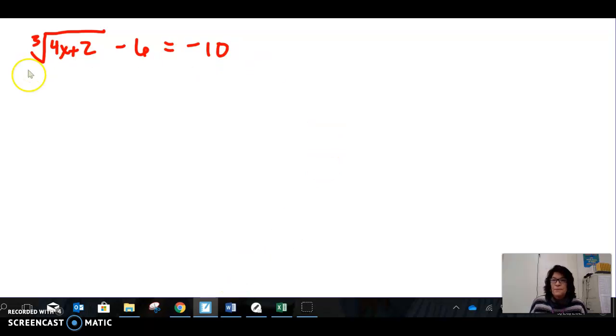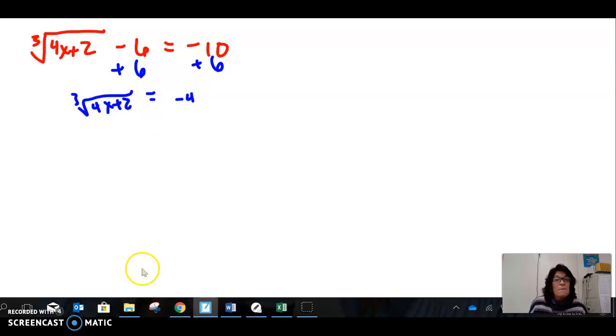Okay, let's try this one. This time it's a cubed root problem. It's not a square root problem, but we still do the same thing to start. I'm trying to isolate where my x is, so my first thing is to just add 6 to both sides. So I get the cubed root of 4x plus 2 equals negative 4. Right? My first step is the same. I would have added 6 if it just said x minus 6 equals negative 10. Now I want to get rid of the cubed root.